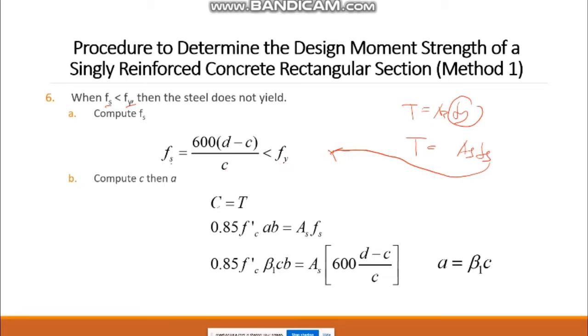So pag makompute niyo mong Fs, then go to equilibrium condition, C equals to T. So the formula for C is 0.85 Fc prime AB. Walang atong T is A as Fs. And then substitute niyo mo value sa Fs being 600 D minus C over C. Yan. So ito yung equation natin. No? You have to calculate your C. Okay, so pag ang imong Fs less than Fy, ang mauuna niyo makuha dili si A, but makukuha mo muna si C by quadratic equation.